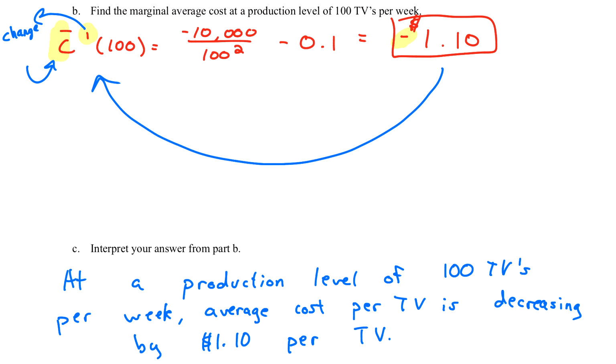So we can interpret marginal average cost very similar to how we interpret average cost. The one thing that we need to make sure that we're mentioning, though, is that it's the average cost that's changing, not the total cost. Otherwise, the interpretation is going to look very, very similar to how we interpret the average cost.